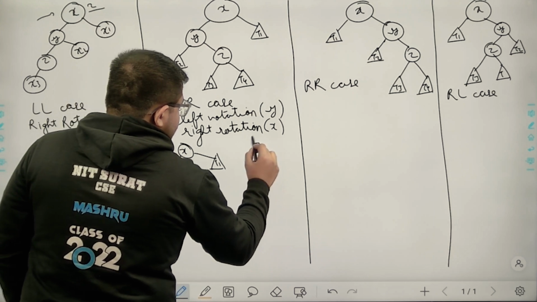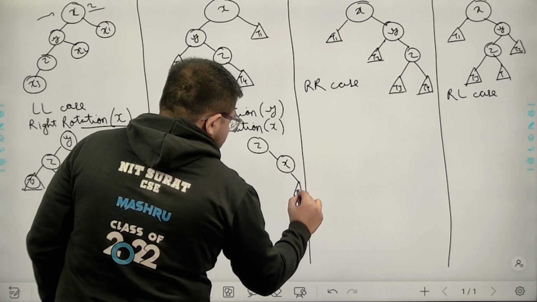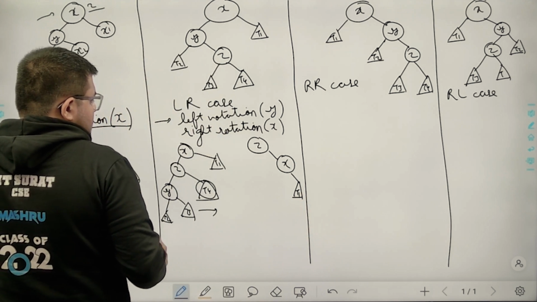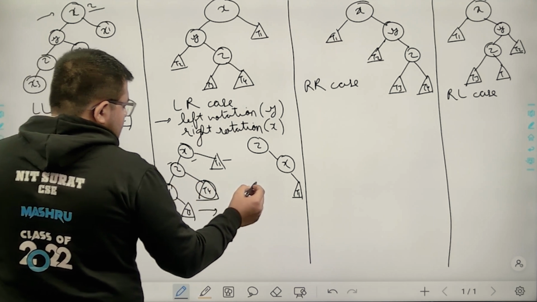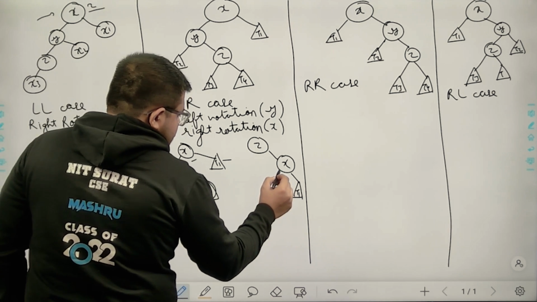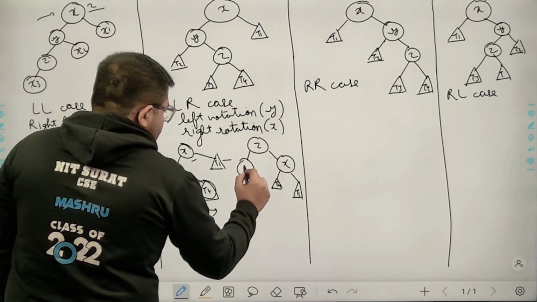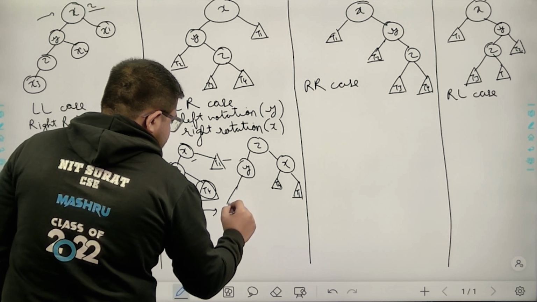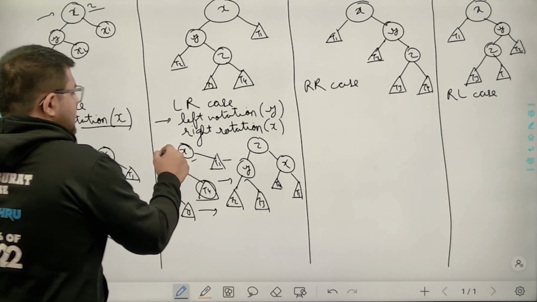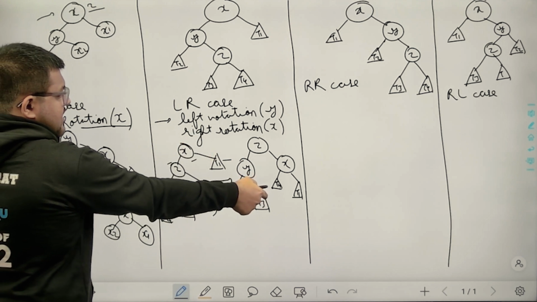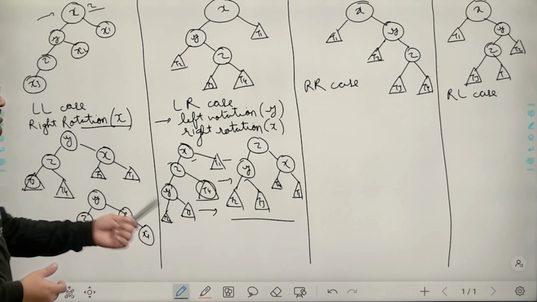Okay, so Z will come on the top, then X will come on the right, and T1 will come here. Okay, so T1 came here, X, T1 and Z are done. Now T4, that is the right child of Z, will be the left child of X. So T4 will come here, Y will come here, and T2 will come here, and T3 will come here. Okay, so this is the left rotation on Y and then the right rotation on X, and this will be a balanced AVL, balanced binary search tree or an AVL tree.